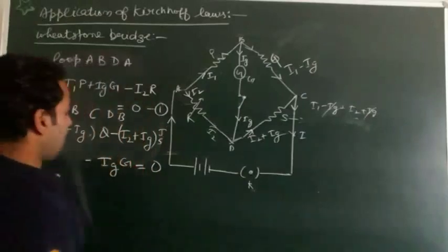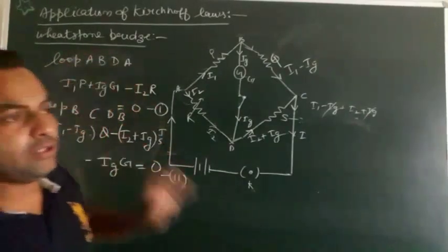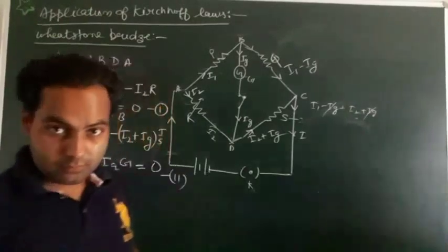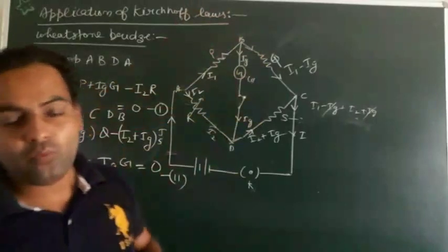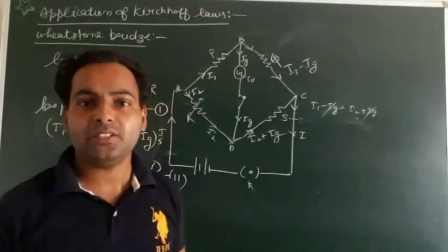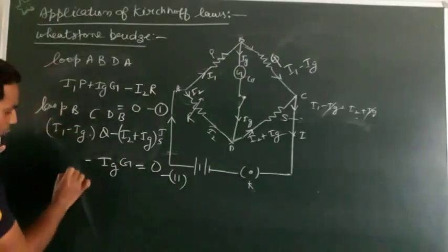So we now have two equations. This is your first equation, and that is the second equation. Now we say that your arrangement of the Wheatstone bridge has reached the balance point. So when it reaches the balance point, we can say that at the balance point.